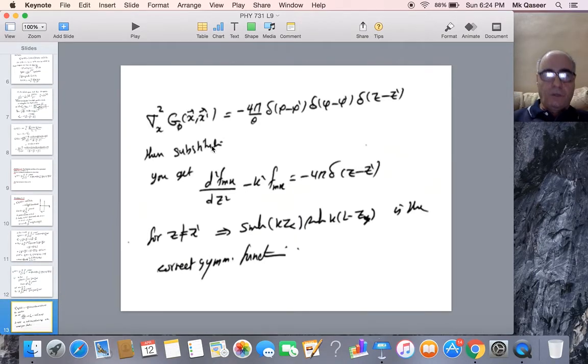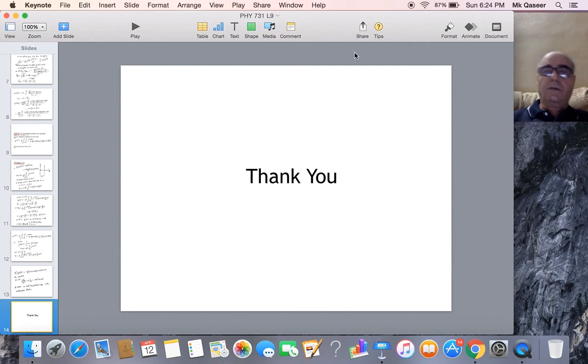Substituting back in the equation, we finally get this equation satisfied by this function f_mk. The solution for z not equal to z' is hyperbolic sine of kz smaller times hyperbolic sine of k(L − z greater), which is the correct function satisfied by this equation. Now collect these terms and put them back in the expression of G_D, and we get the required expression. Thank you.